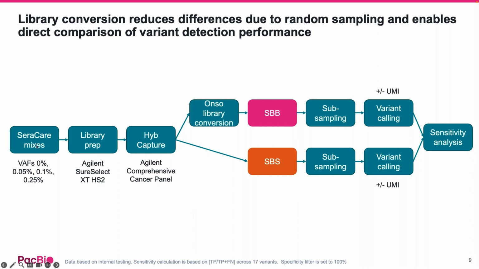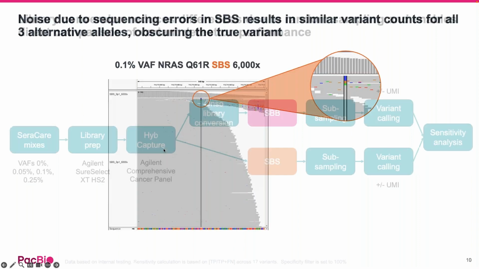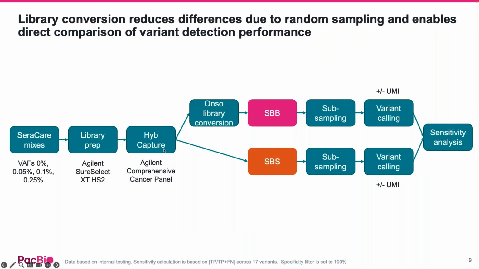So the workflow here is you take the SeraCare input at different allele frequencies. We do library prep with the Agilent SureSelect XT HS2 kit, followed by hybridization capture with Agilent's Comprehensive Cancer Panel, which is a targeted panel that includes the variants present in these reference samples. And then the post-capture pool is split into two aliquots. One of them goes directly into SBS, and the other is first converted via a simple PCR reaction to be Onso compatible, and then that goes into the SBB sequencing.